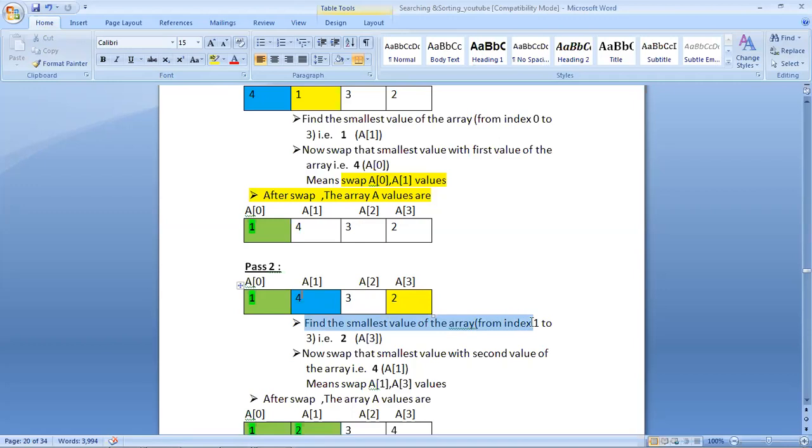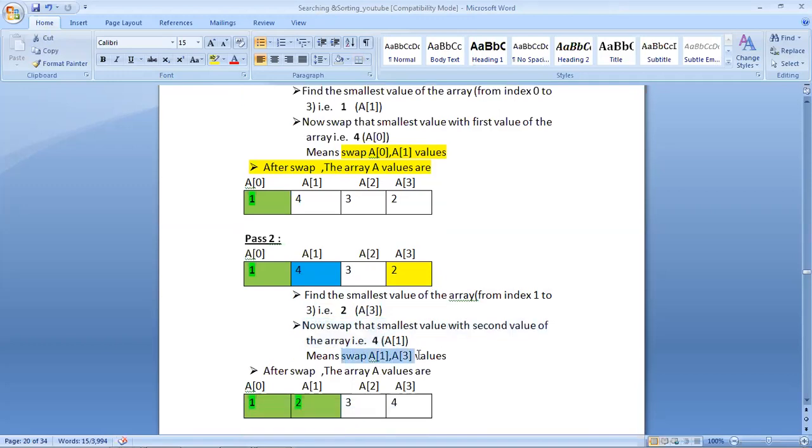So to find the smallest value we have to consider index from 1 to 3. Why? Because 1 is already there at its correct place. So find the smallest value, that is 2, which is there at a of 3. Now swap that smallest value with the second value of the array. What is the second value of the array? 4, which is in blue color. So 4 is at a of 1. Now we have to swap a of 1, a of 3 values, that means the second value and the smallest value of the array.